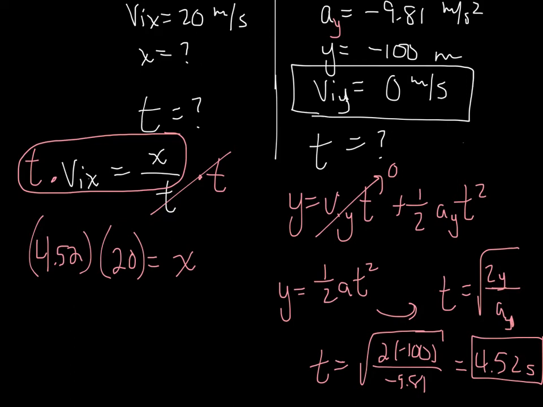So 20 times 4.52. It's going to be a little under 100, right? 20 times 5 would be 100. So around what, 90?